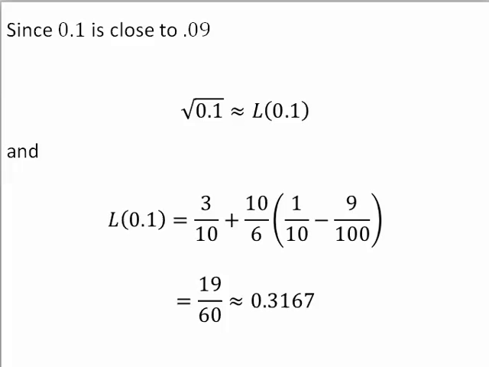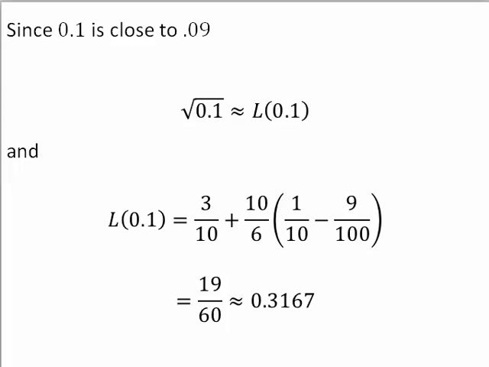And the linear approximation at 0.1 is about 19/60, or about 0.3167. So we were able to find a good approximation of the square root of 0.1 using derivatives and simple arithmetic.